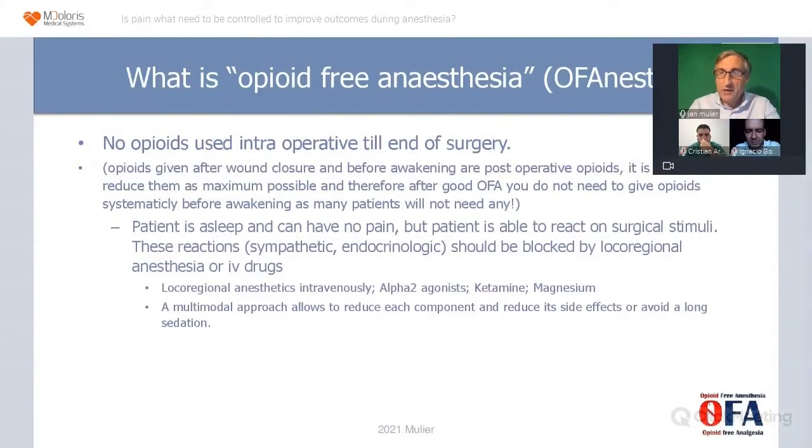Very short, what is opioid-free anesthesia? In the definition we take, it is no opioids used intraoperatively till the end of surgery. Opioids given after the end, after wound closure, we do not count anymore. We still call it opioid-free anesthesia, but it is then not opioid-free analgesia. We explained already, as the patient is asleep, he can have no pain, but he is able to react to surgical stimuli. So we have to block these surgical stimuli, or we have to block these reactions. And these reactions are sympathetic, but also endocrinological and inflammatory. We can block that by local regional anesthesia, as has been shown very nicely by Christian, or by intravenous drugs. And in that regard, we have other drugs than opioids to achieve that.